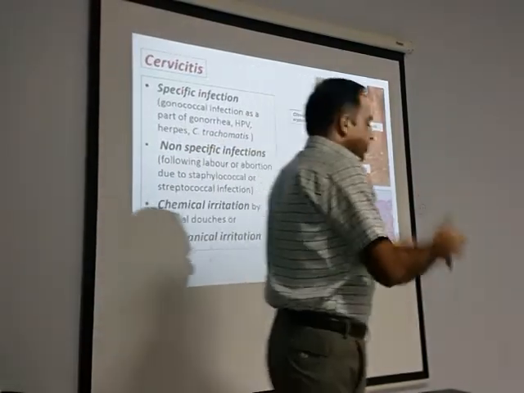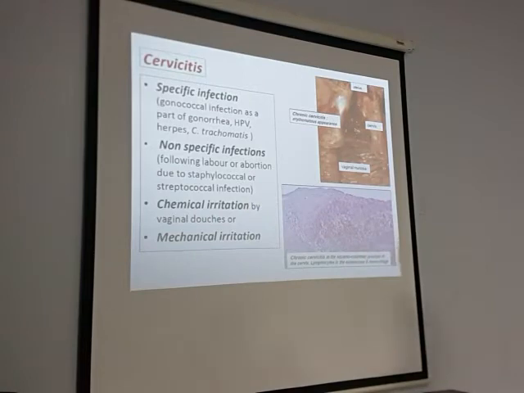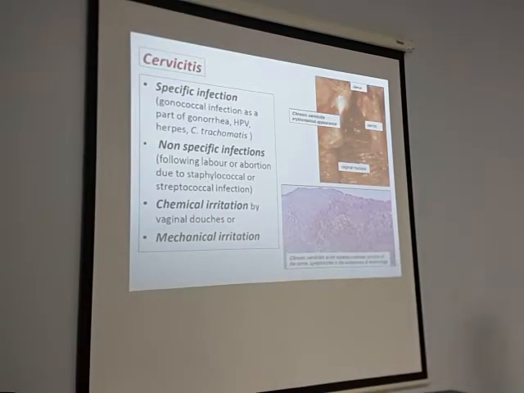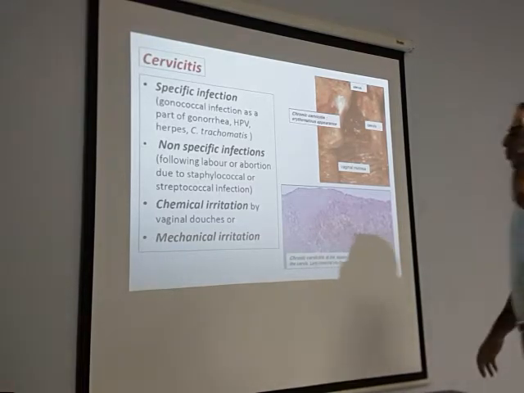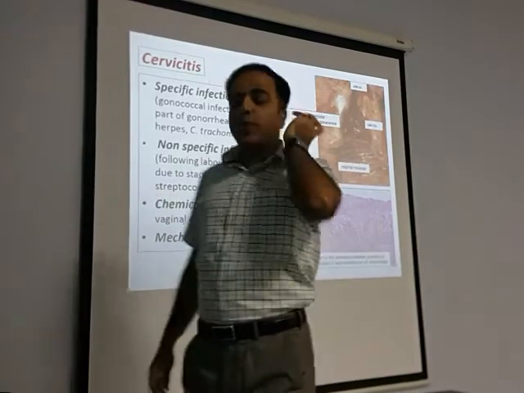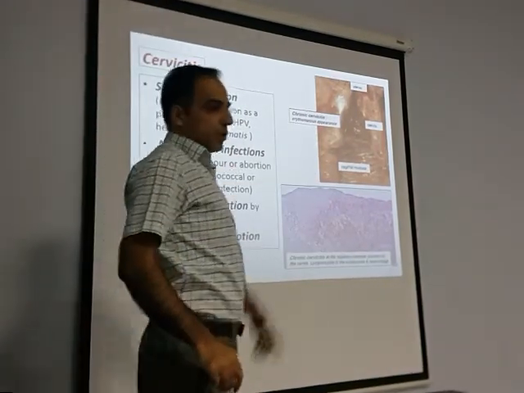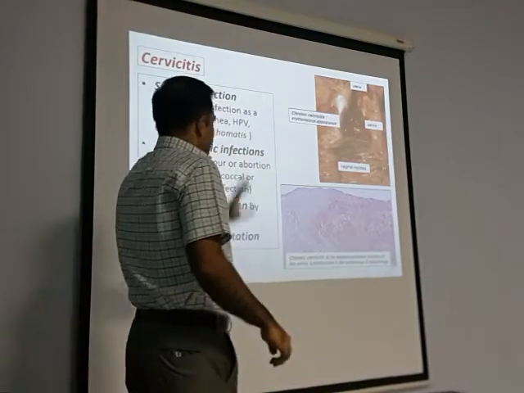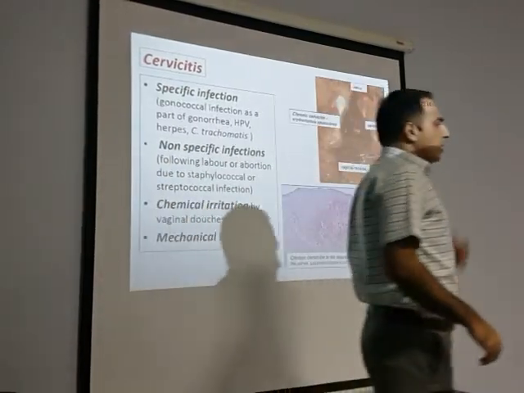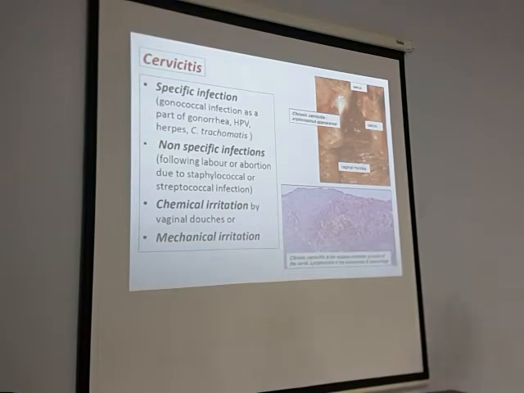Now what will happen to the cervix? Many things. So cervicitis, although it is important, I have kept only one slide. Cervicitis can be acute or can be chronic. Acute mostly occurs after birth, like after labor or abortion. And it is non-specific, mostly caused by staphylococci or streptococci.